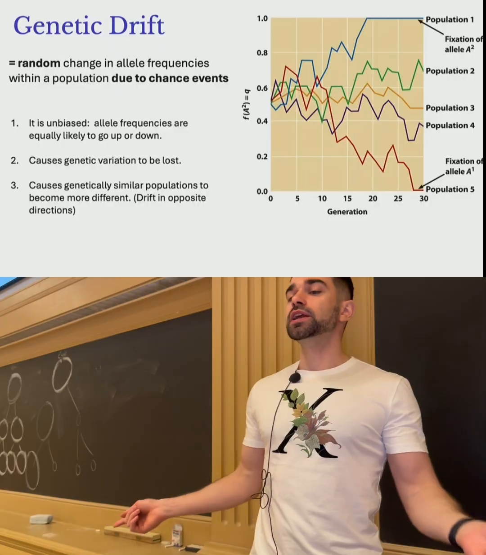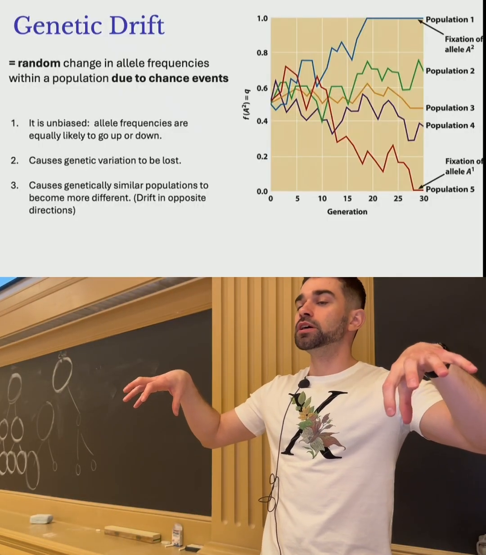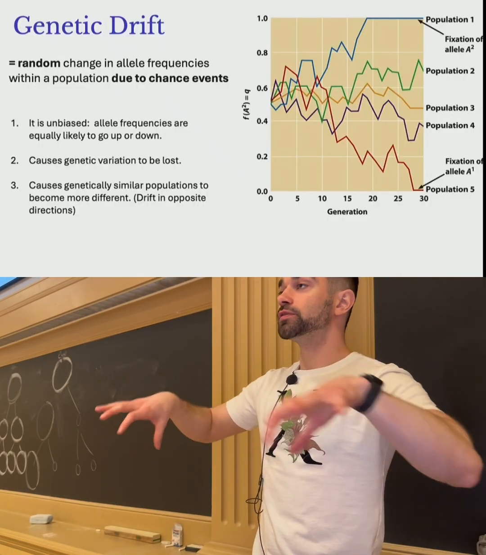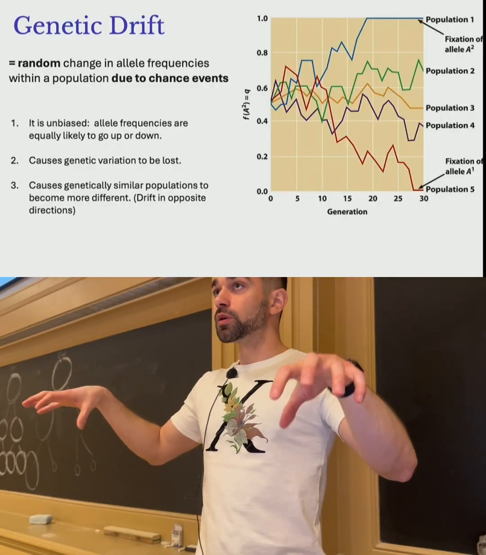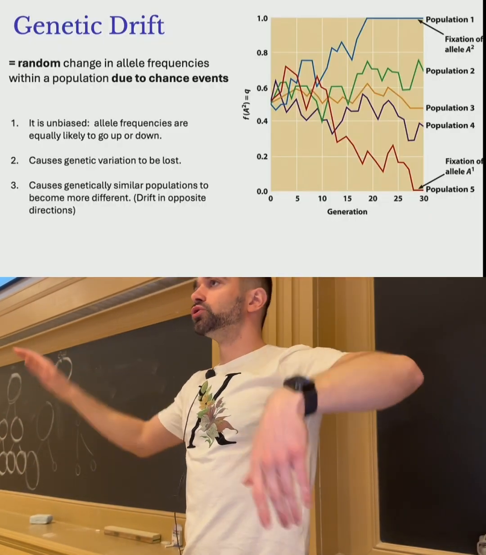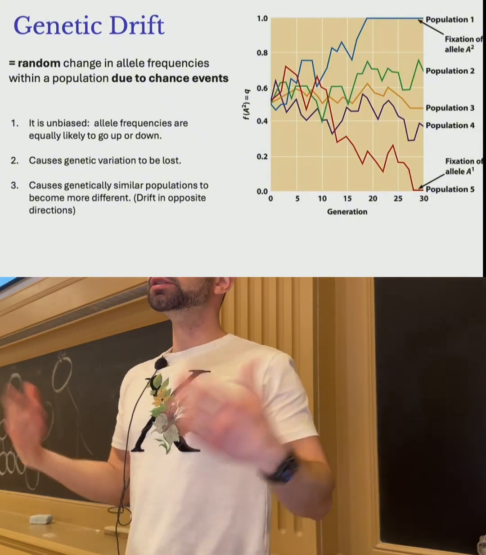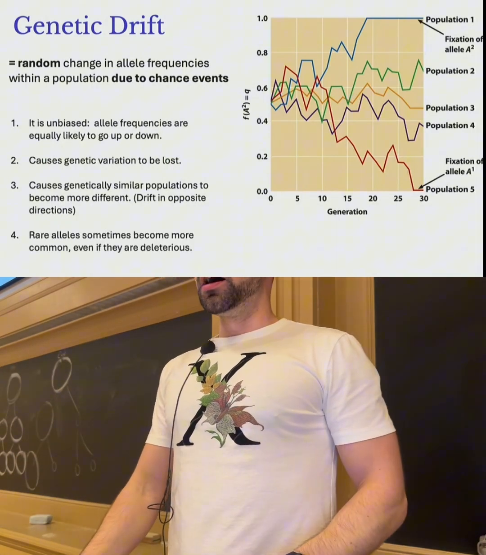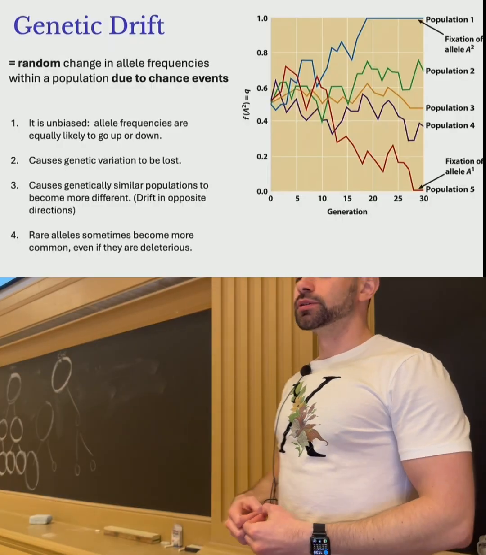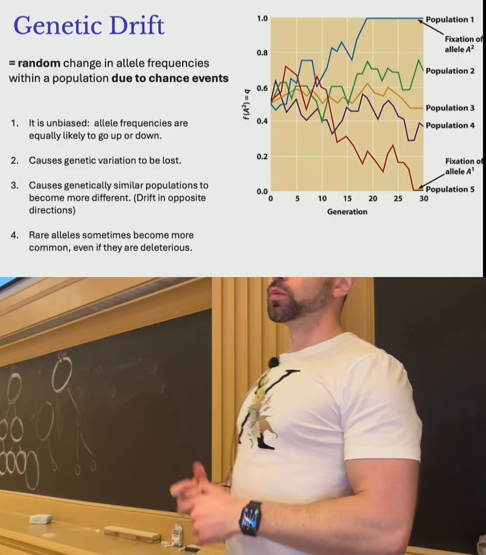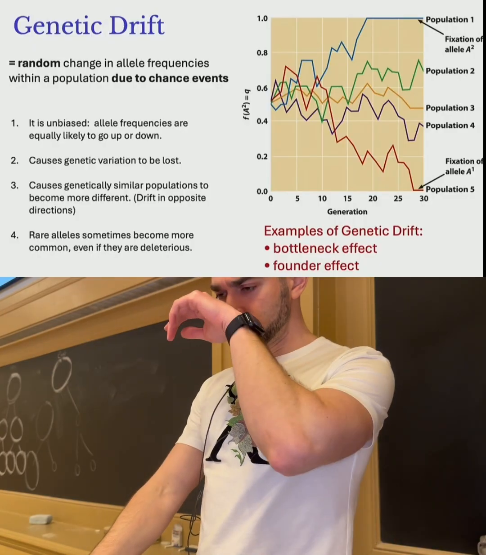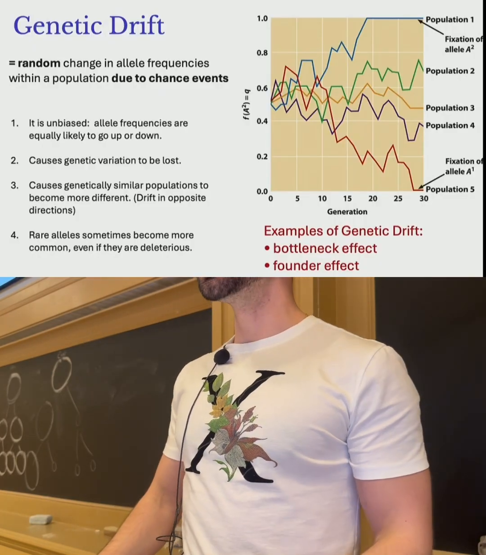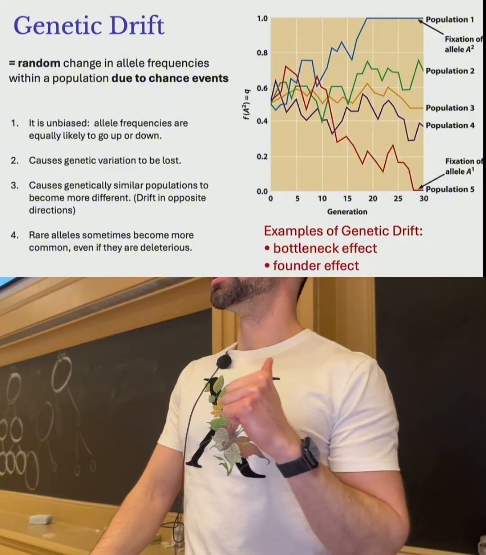It can even cause genetically similar populations to become more different, right? If I have two populations separated by a river or a mountain or something, they're small populations, chances are they're going to drift in different directions and lead to speciation. It could even result in rare alleles sometimes becoming more common, even if they're deleterious. Some examples of drift that you might have heard about already are the bottleneck effect and founder's effect.